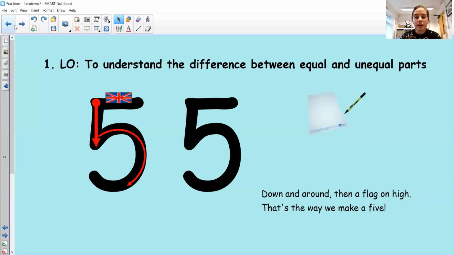And if anybody can read the screen, it says down and around, and I'm going to trace out my arrow so you can see. I can never do this very well on the mouse.